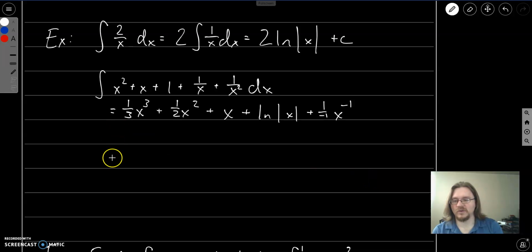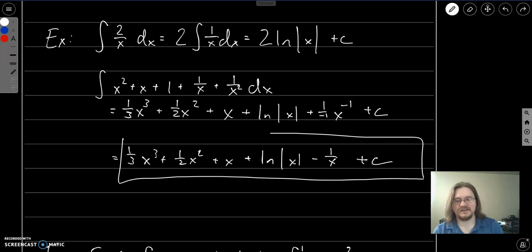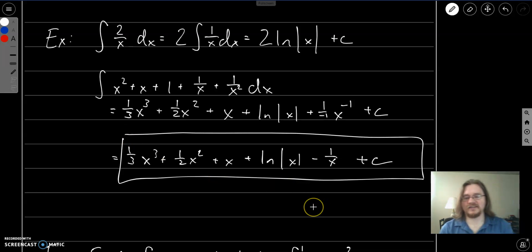So simplifying, there isn't a whole lot to simplify here, except for this last guy. 1 divided by negative 1, that's just negative 1, and negative 1 times x to the negative 1 power, I'll just write that as 1 over x. And again, once we take the antiderivative, we can't forget our plus c. Very, very important. And I will guarantee that you will forget, and you'll forget a couple of times, and by the third time, you will have been reminded enough that you won't forget it anymore.